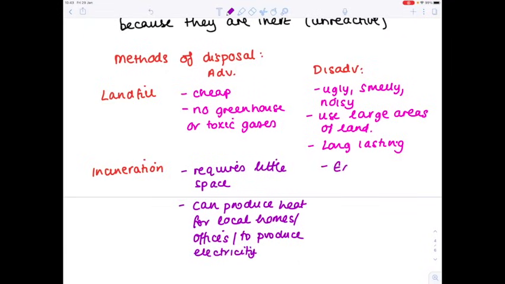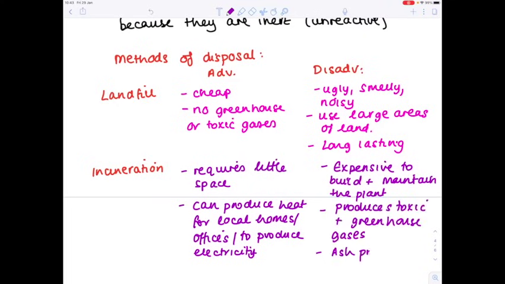However, many disadvantages. First of all, it's expensive to build and maintain the plant. It produces toxic and greenhouse gases, and lots of ash is produced which still needs disposing of in landfill. One other thing to point out is that with any of these things which are dumped, whether it's ash or just the straightforward plastic, as well as being dumped in landfill, it could also be dumped in oceans, which is obviously going to destroy aquatic organisms.